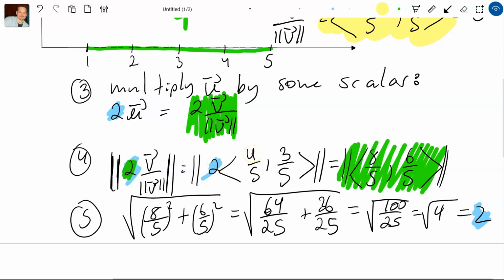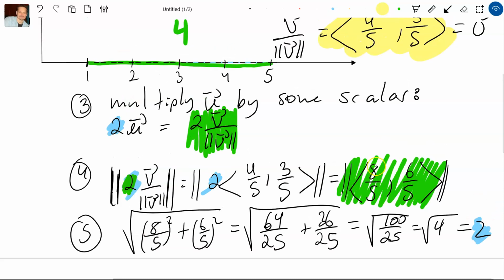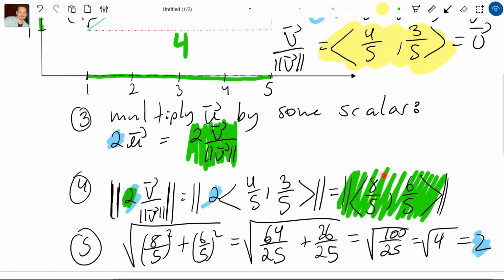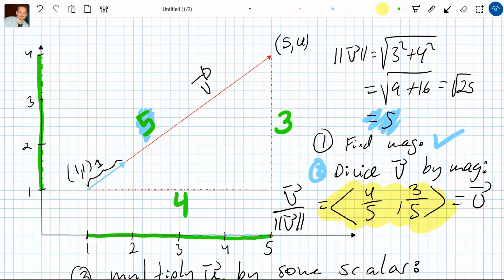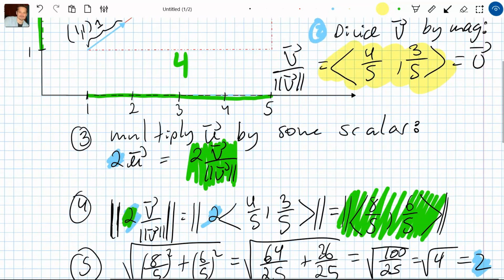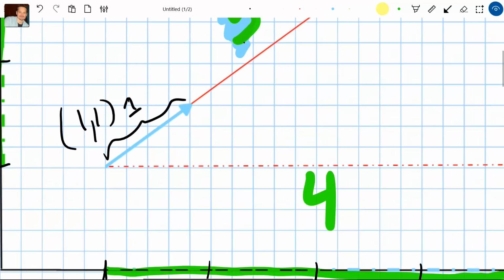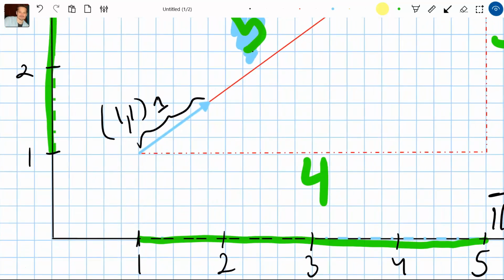You distribute this to the 4 and the 3. That gave 8 and 6 in the top. Then I applied the Pythagorean Theorem to this new vector, and notice that 2 came out, which is exactly what I wanted. What this confirms is the vector 8/5 and 6/5 is in the same direction as the red vector, but its length is 2. We can indicate that because we know that it's 8/5 and 6/5 simply by drawing it this way. Take a look. 8/5 and 6/5.